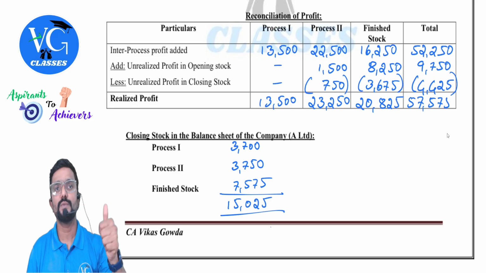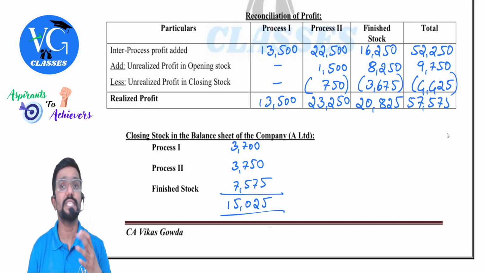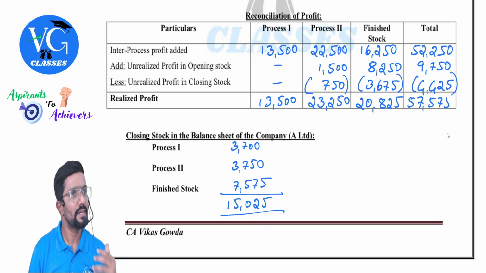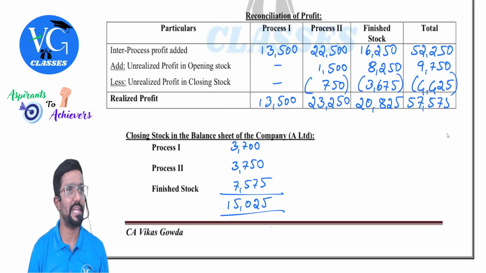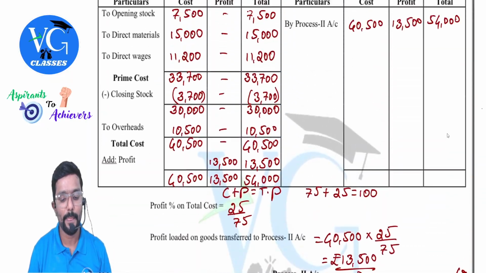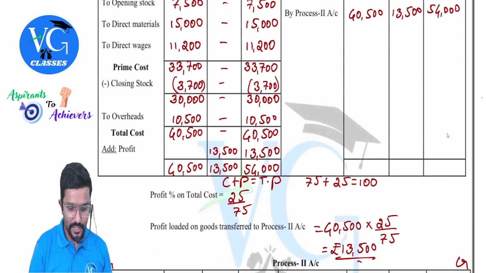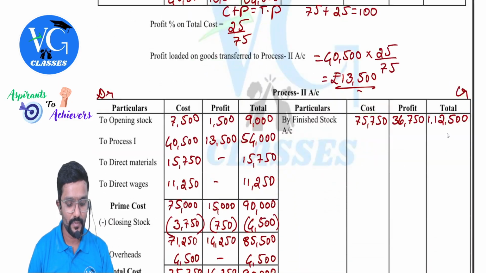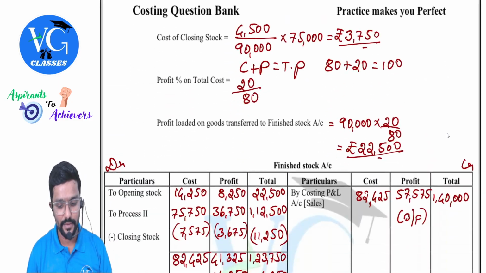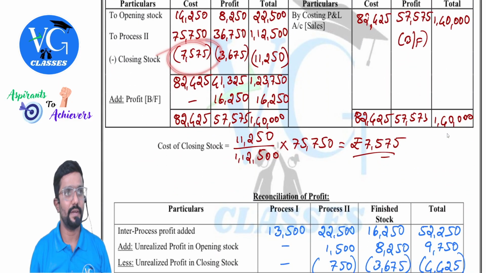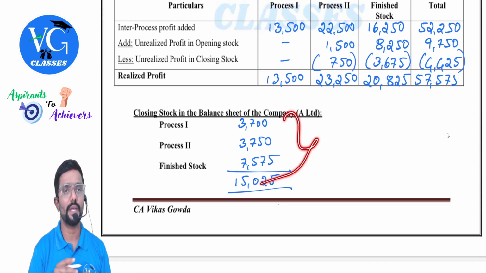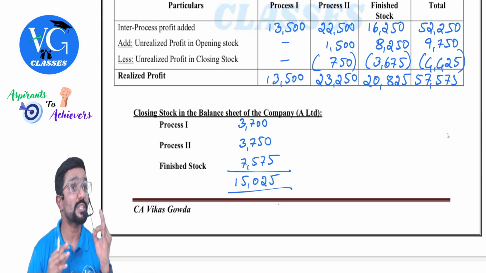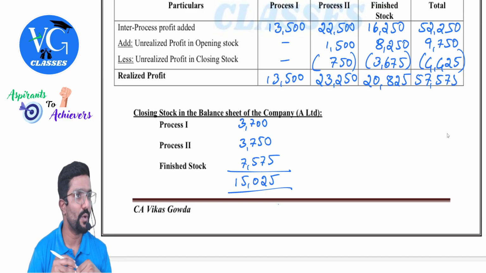whatever closing stock is there in process 1, process 2 and finished stock, the closing balance, is it a closing asset of the company? Yes, inventory. They have to show it as a current asset in the balance sheet. At what value? Cost. So we need to take these values: closing stock 3,700, 3,750, and here 757. So this is the value of closing stock in the balance sheet of the company. Cost of closing stock. Hope you understand.